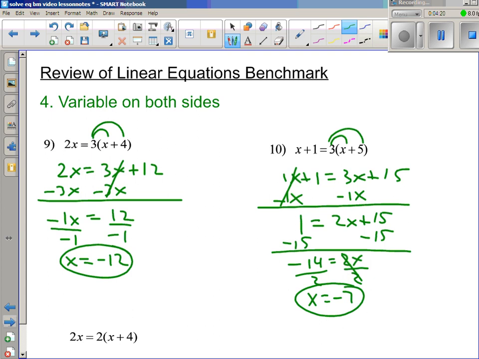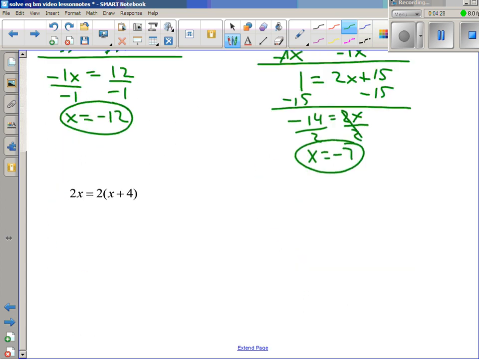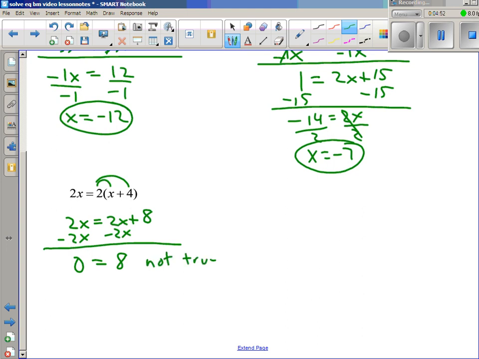Okay, there's one more problem that is kind of interesting. It doesn't come up on the benchmark, but I want to throw it in there just for those of you looking for a challenge. You might get a problem like this, which doesn't look too hard until we distribute. And now we try to get the x by itself. You could subtract 2x from the left. To do it to the left, do it to the right. But a problem occurs. My x's are gone. And what this is telling me is 0 minus 8, that's not true. So what this is saying is there's no value of x that can make this true.